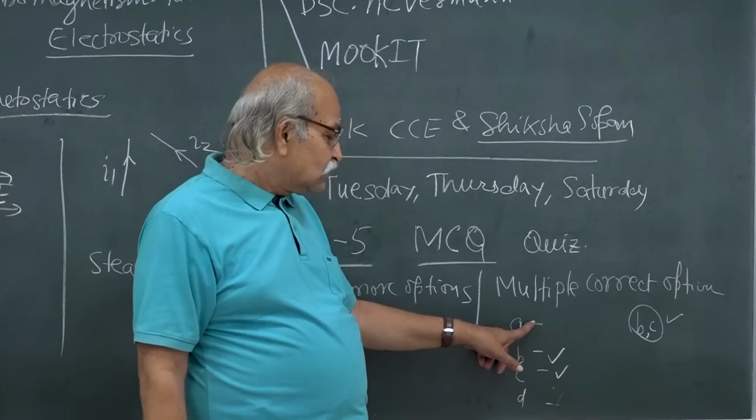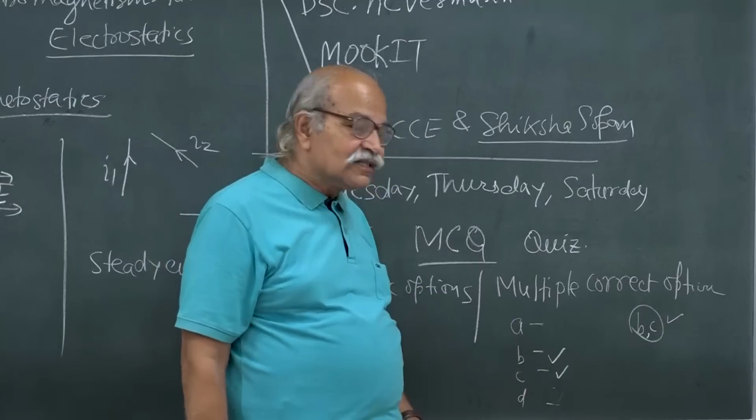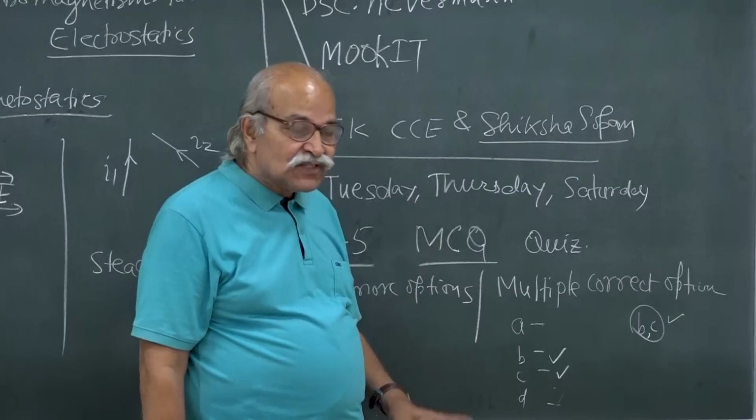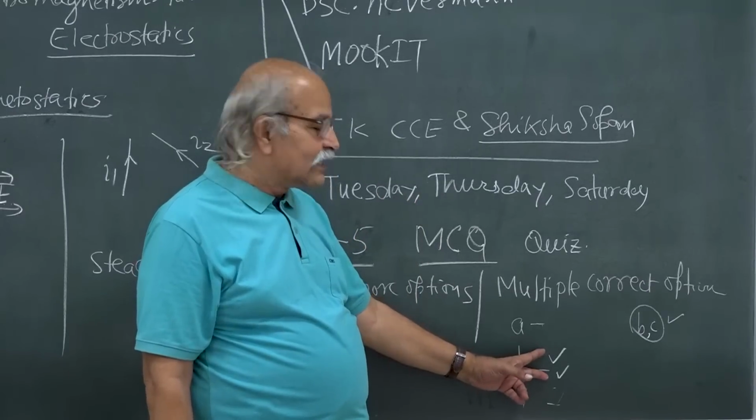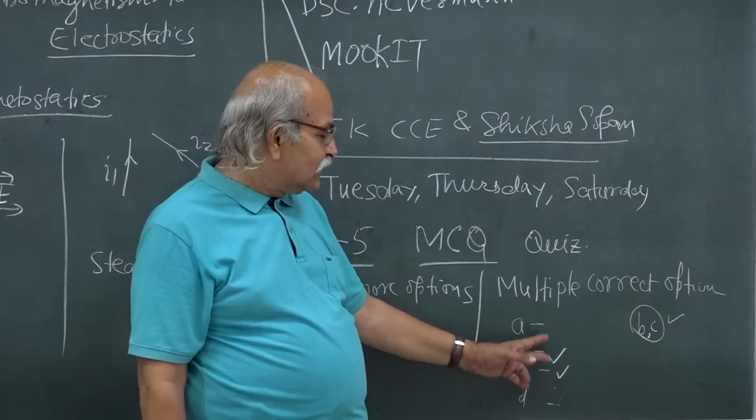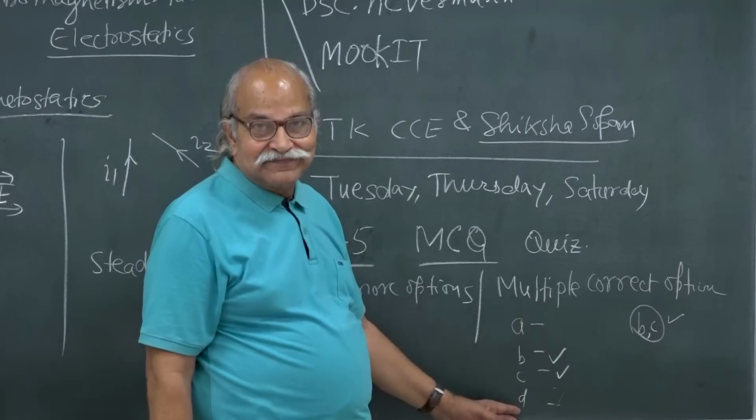If you choose this option also, A option which is not correct, or D option, then you are gone. There is no partial marking, you get 0. You might have chosen both the correct options, but still you can get 0 marks if you have chosen A also or D also, or both of them.